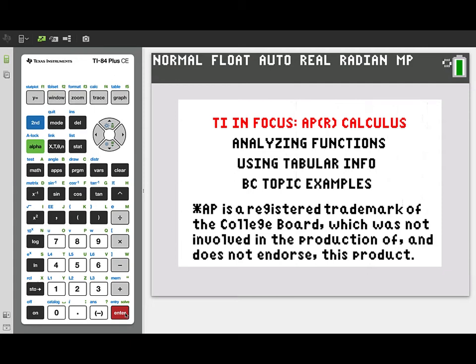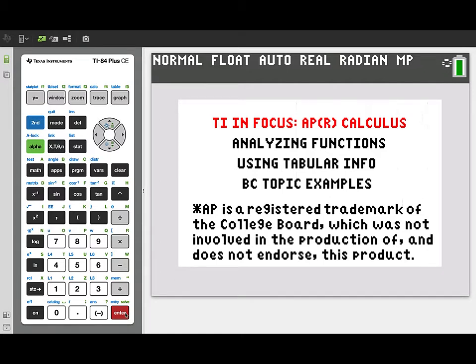My name's Tom Dick. I'm a mathematics professor and also a math advisor for Texas Instruments. This video is part of the TI-Focus AP Calculus series. We're going to use the list feature on the TI-84 to work on a couple of BC topics.